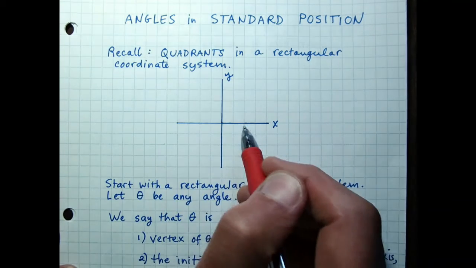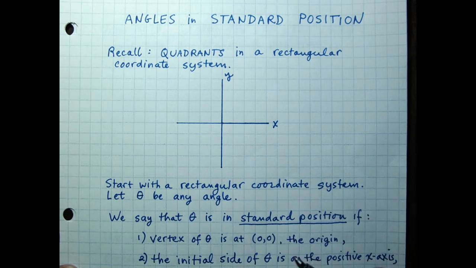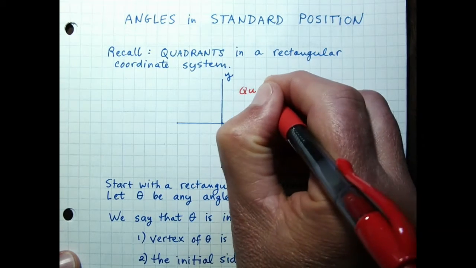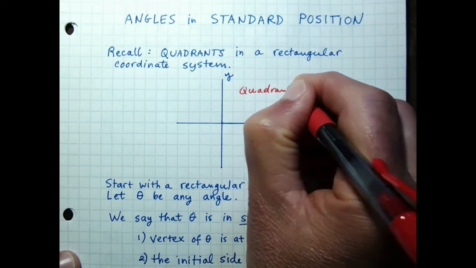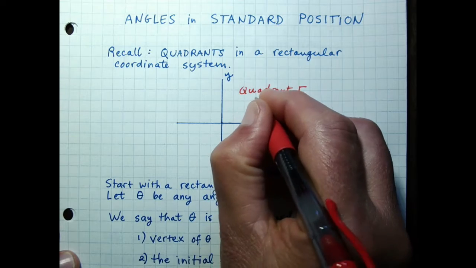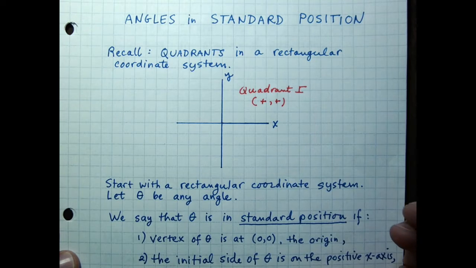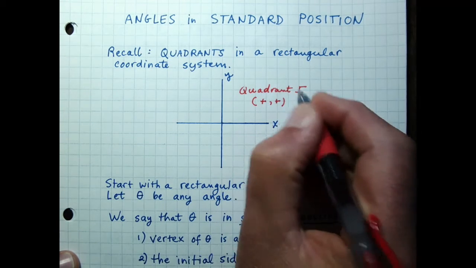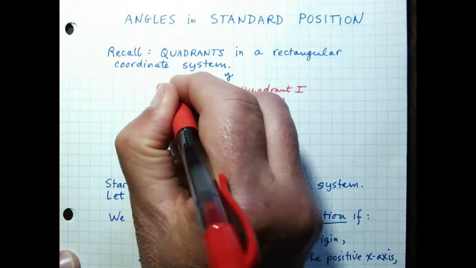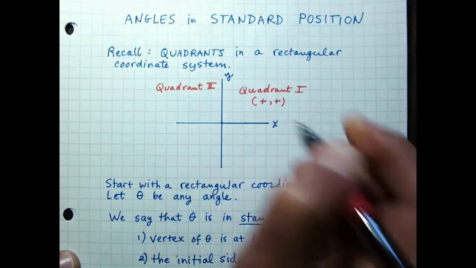So the quadrants in a rectangular coordinate system, x and y, refer to the four corners determined by the two coordinate axes. The upper right-hand corner is quadrant 1. What we want to remember about quadrant 1 is that both the x and the y coordinates are positive in quadrant 1. The way we number these quadrants is we move counterclockwise. So we move to the left to this corner, we call quadrant 2. And I'm using Roman numerals here.